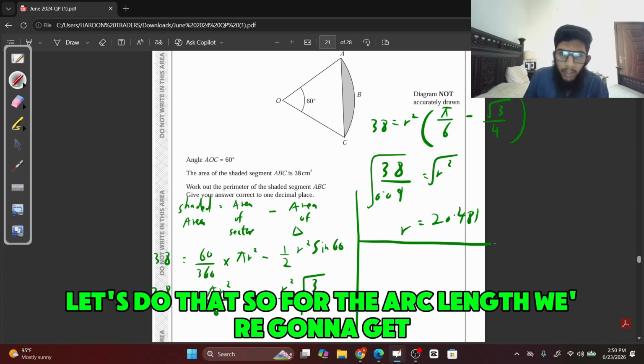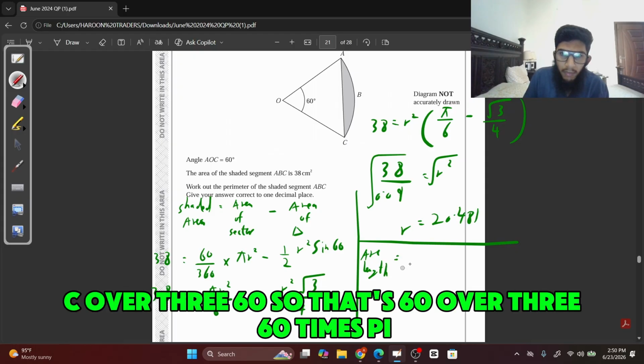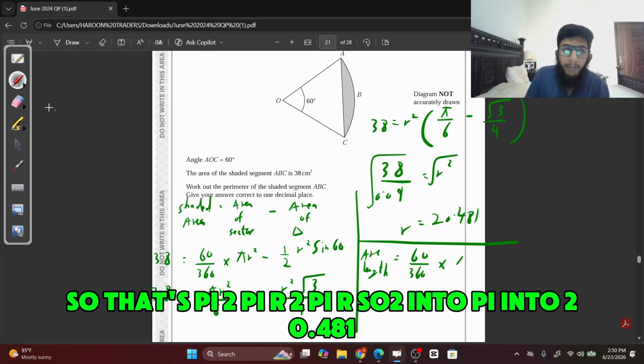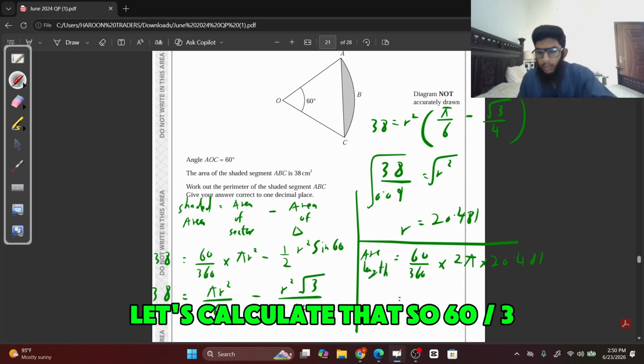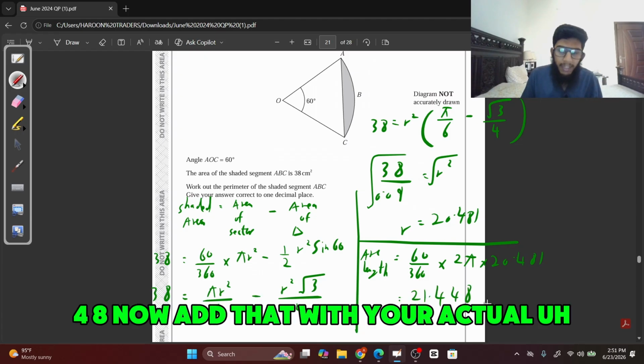Okay, let's do that. So for the arc length, we're going to get theta over 360, so that's 60 over 360 times 2 pi r. So 2 into pi into 20.481. Let's calculate that. So 60 divided by 360 times 2 into pi into answer. And we get 21.448.